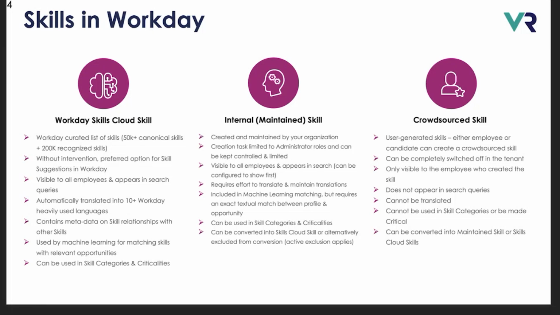junk data. So they're really only visible to the employee who created the skill. They cannot be added to categories. They cannot be made critical. They don't appear in search queries. They can't be translated. So all of the ways in which a skill can be useful inside of a tenant is not true for crowdsourced skills. Now, crowdsourced skills, I think, used to be a lot more important back when Skills Cloud was much smaller, much less validated, and needed a lot more data sources. I think now it's probably a little bit discouraged to go live with crowdsourced skills.